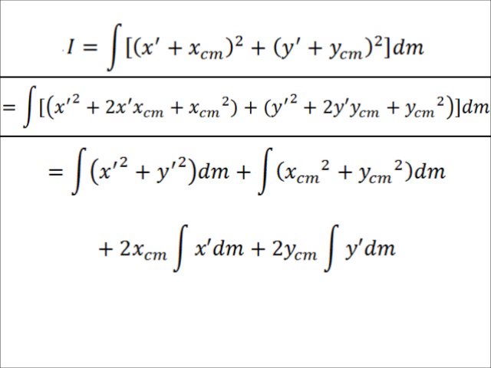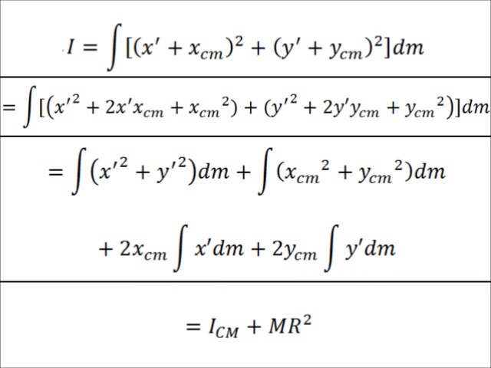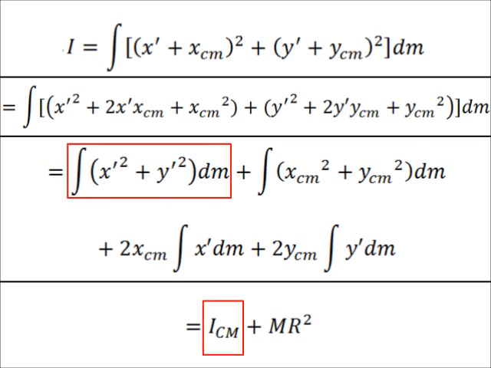So now, all we have to do is show that this equation is equal to I about the center of mass plus mr squared. And what we can do is show that the first piece of this equation, highlighted in red, is equal to the inertia about the center of mass. Here, x prime and y prime are the differences in x and y values between dm and the center of mass. Looking back at our original equation from our first object, it should strike you that this is mathematically equivalent to the object's rotational inertia about its center of mass.